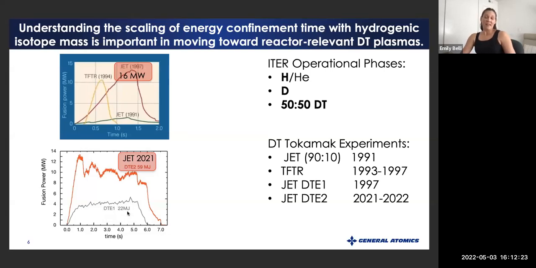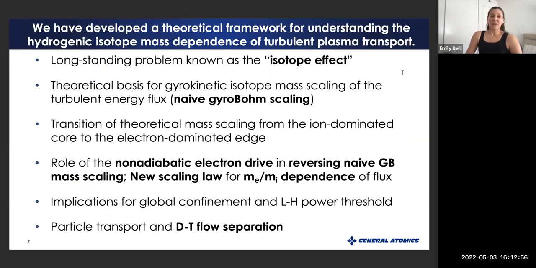And since then, over 2 decades have gone by without any DT tokamak experiments until just very recently when JET began its own second 50-50 DT campaign, which is still currently underway. But already in December of 2021, they announced a new record of 59 megajoules. And while these new experiments are giving us a chance to validate our models, the sparsity of the data motivates using theory to help plan for the ramp-up stages in ITER from hydrogen to deuterium to reactor-level DT. So in this work, we develop a theoretical framework for understanding the hydrogenic isotope mass dependence of turbulent plasma transport, which is responsible for most thermal and particle losses in tokamaks.